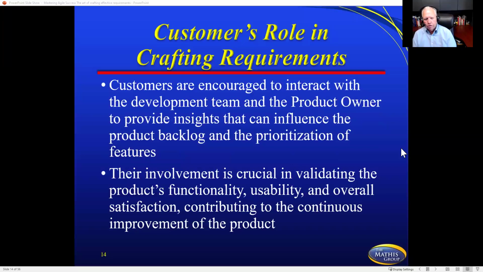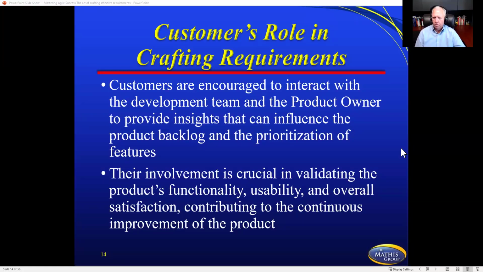The customers are also encouraged to interact with the development team and the product owner to provide insights that can influence the product backlog and prioritization of the features, because once again, the customer is so embedded here that they have such a powerful capability of being able to share with so many people and share with that product owner. The product owner is always going to represent the customer. The product owner is going to negotiate with the team, but they represent the customer's viewpoint. And so this is what they're trying to do.